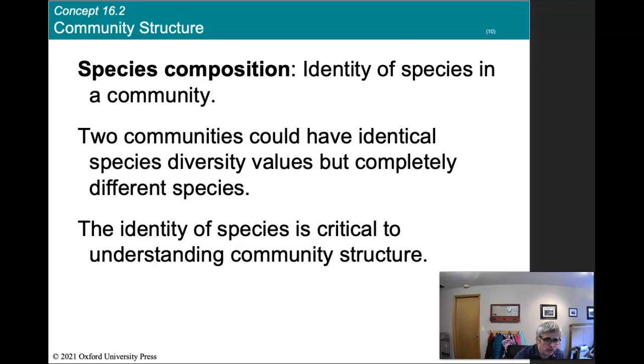Community composition is important: the identity of species in a community. Two communities could have identical diversity values, but completely different species. The identity of species is critical to understanding the community structure. So measuring the Shannon diversity index is really useful, particularly if you're comparing a similar suite of organisms through time or space, but when comparing two entirely different ecosystems, deep sea versus tropical forest, maybe we need to think about the species composition, who's actually there, as well.